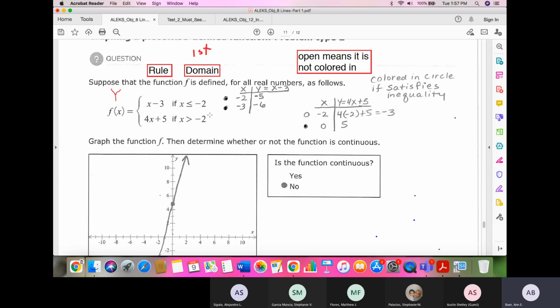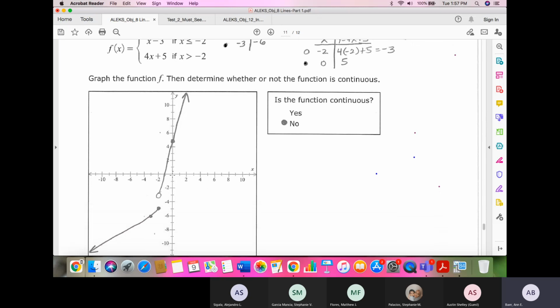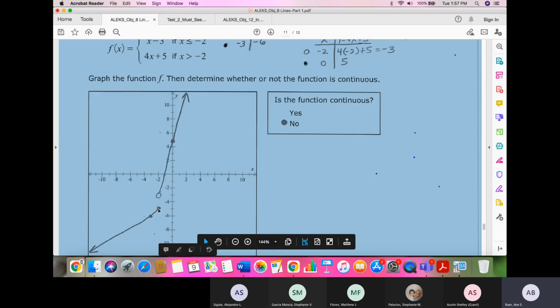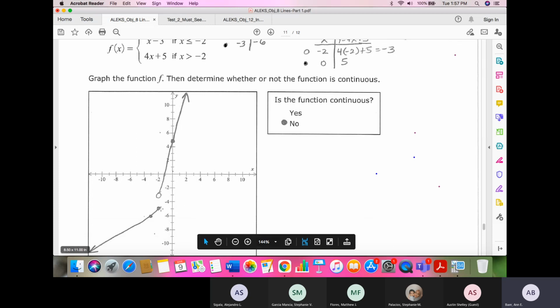So now let's graph. Let's plot these points right here, -2, -5, and then make a colored in dot so we know where it is. Start at 0, go to -2, then go down to -5. Negative 5 would be right there. So that would be colored in, and it told us to color it in right here. So that's a colored in dot. Negative 2, negative 5.